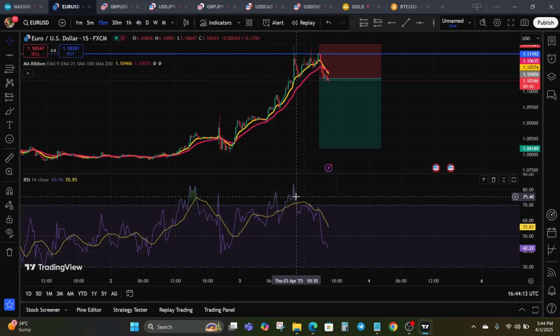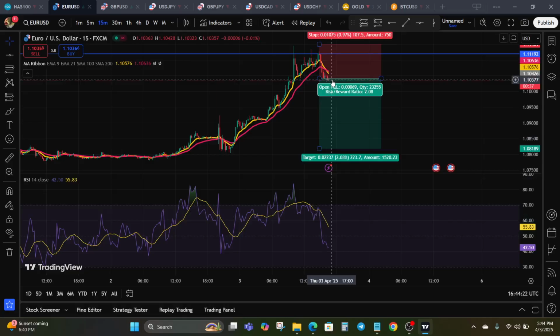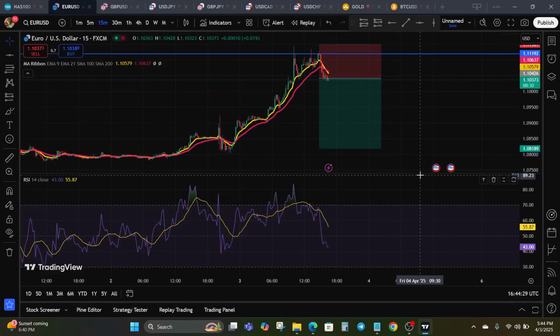Once price hits a key level, confirm the setup with the RSI, just like this example I showed you right here. If the RSI is in the overbought territory and coming downwards, it shows that there is room to sell. It indicates that there is room for price to move further in the direction of a sell. This is for a sell example.